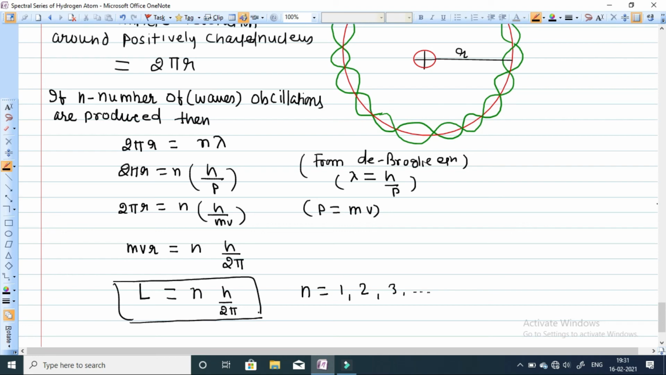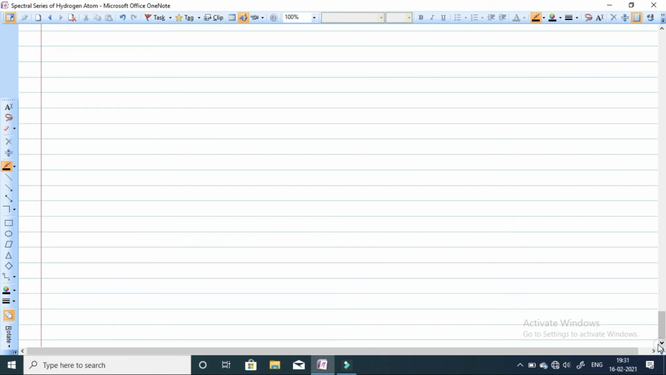So basically we have used the de Broglie explanation to explain Bohr's second postulate. Now we are moving to the limitations of Bohr's model. What are the limitations of Bohr's model? So quickly we will see them. The first limitation is that Bohr's model is applicable only for hydrogen or hydrogen-like atoms.